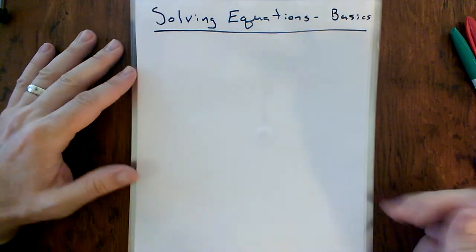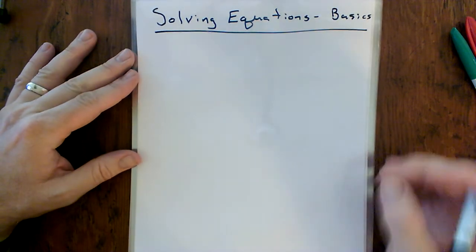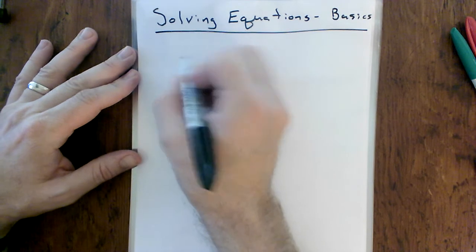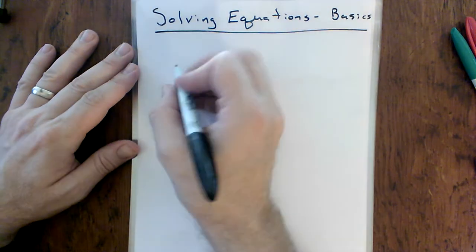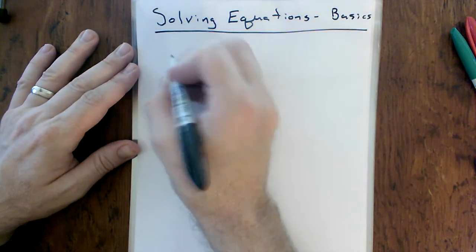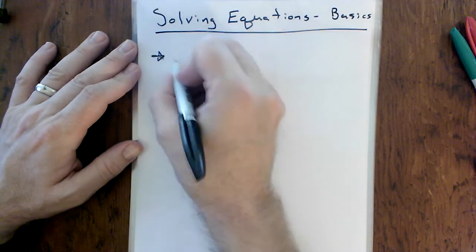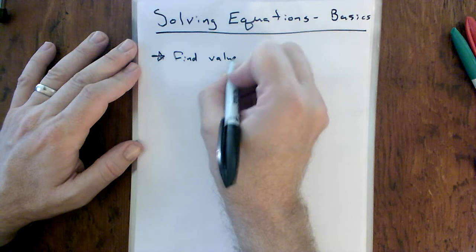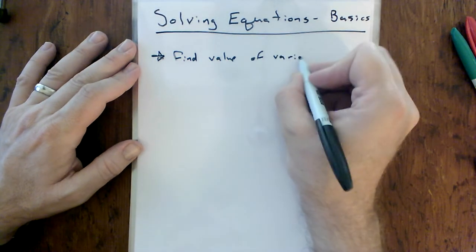And equations, of course, are a little bit different than expressions in that equations set two expressions equal to each other. And the nice thing with these is we can solve an equation, which means that we're going to find the value of our variable or variables.